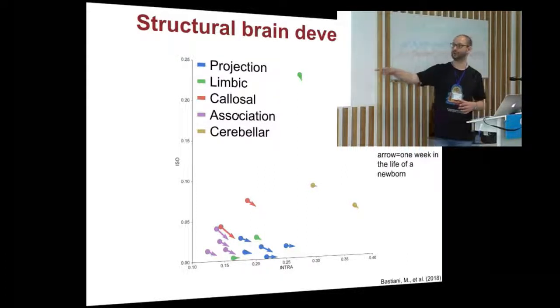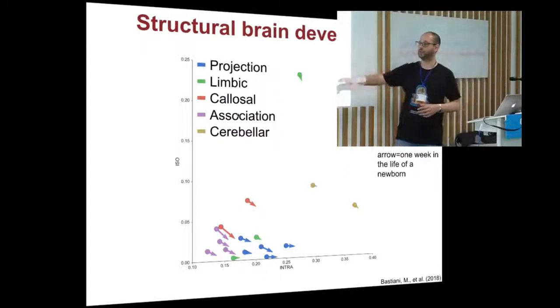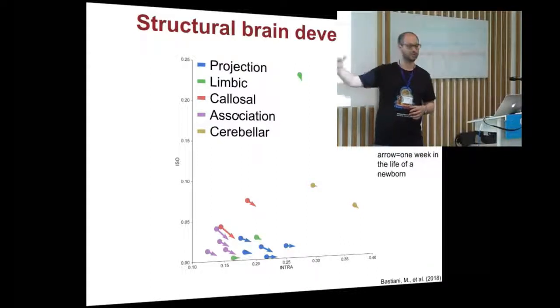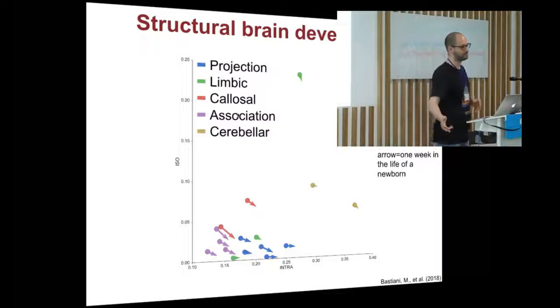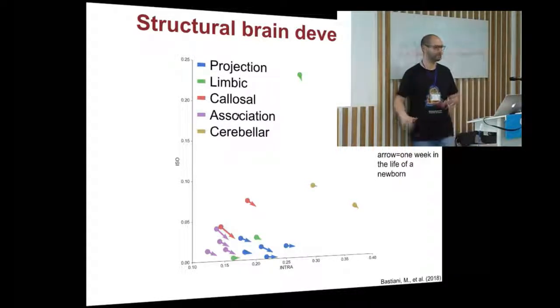And what the arrow shows is the rapid change in just a week's time of these microstructural features in the baby cohort. So you see that you have quite massive and rapid change on a week-by-week basis.